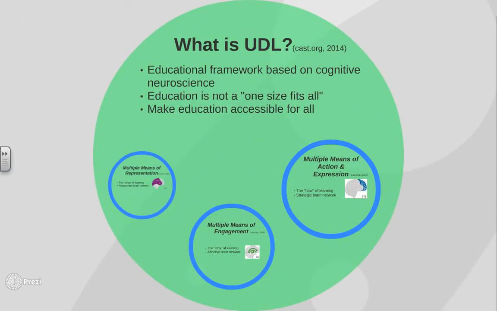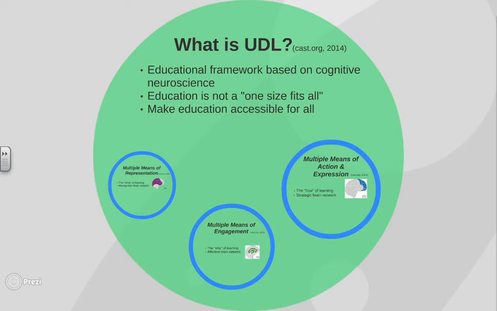Universal Design for Learning, or UDL, is an educational framework based on research in the learning sciences, including cognitive neuroscience, that guides the development of flexible learning environments that can accommodate individual learning differences. UDL incorporates the recognition, strategic, and affective brain networks, resulting in multiple means of representation, multiple means of action and expression, and multiple means of engagement.